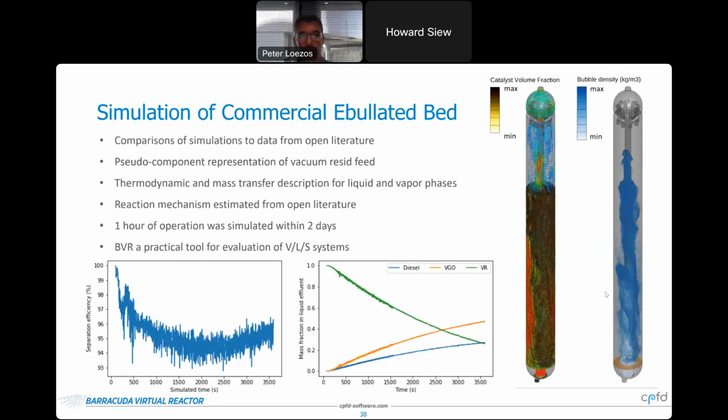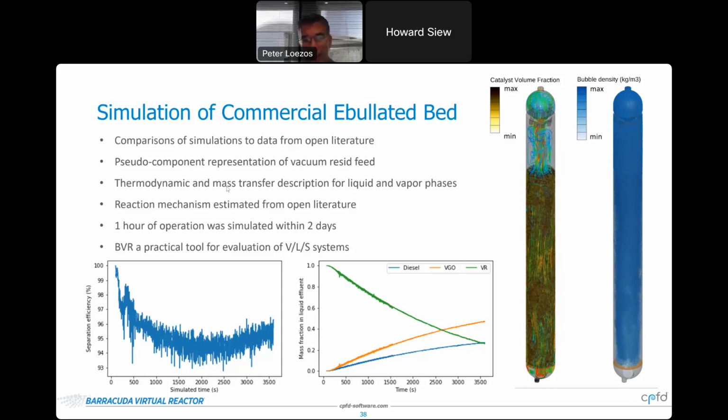So finally, pulling it all together, we perform simulations of the entire commercial ebulated bed. And we make comparisons of the simulation to data taken from the open literature. We have a pseudo-component representation of the feed, and in this case, it's vacuum resid, much like our previous applications. We have a thermodynamic and mass transfer description for both the liquid and the vapor phases. And we also have included a reaction mechanism that was estimated from the open literature.